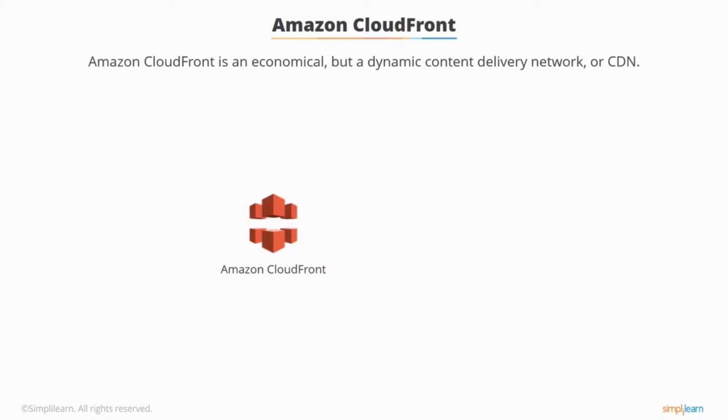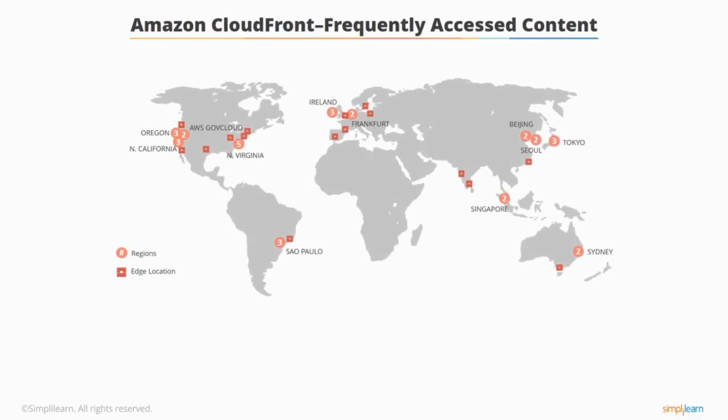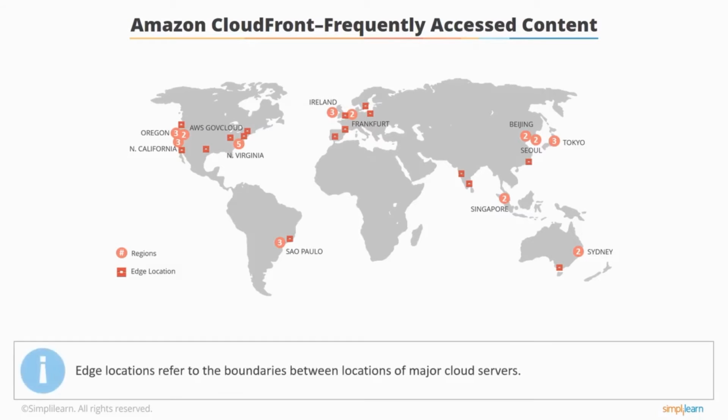Amazon CloudFront is an economical but a dynamic content delivery network, or CDN. It enables you to enhance the experience of users, accessing both static and dynamic content of your website. Amazon CloudFront administers an association of edge locations to store copies of frequently accessed files in proximity to its users. For a definition, edge locations refer to the boundaries between locations of major cloud servers.